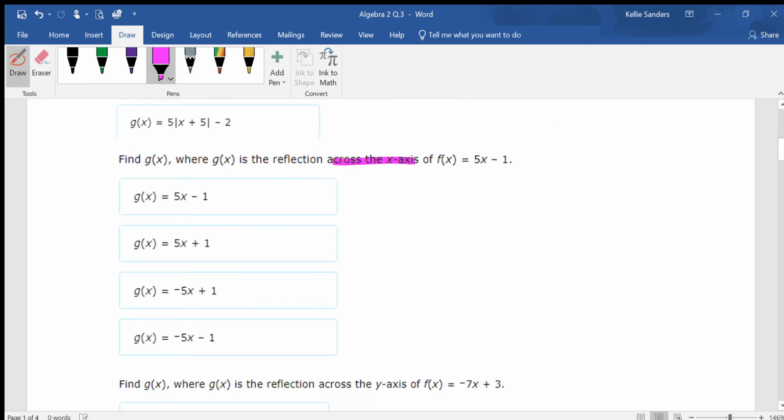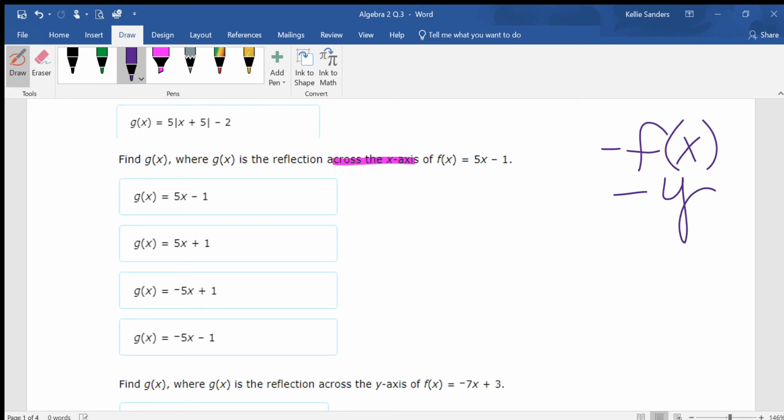We're going to reflect about x. If we're reflecting about x, then we are changing f of x, which is the same thing as changing y, which means that we're changing everything. So that 5 is going to become a negative 5. That negative 1 is going to become a positive 1. So there we go.